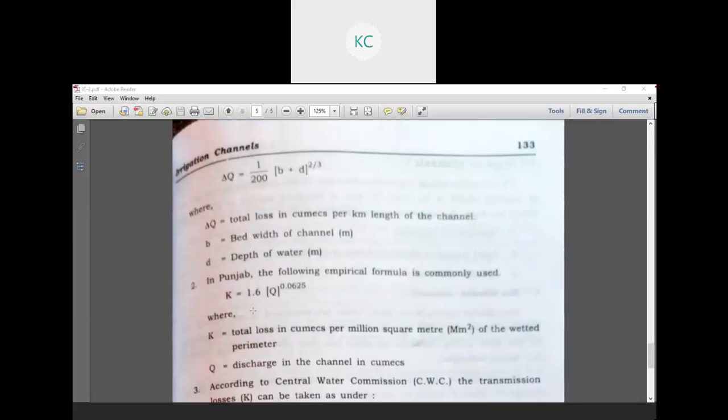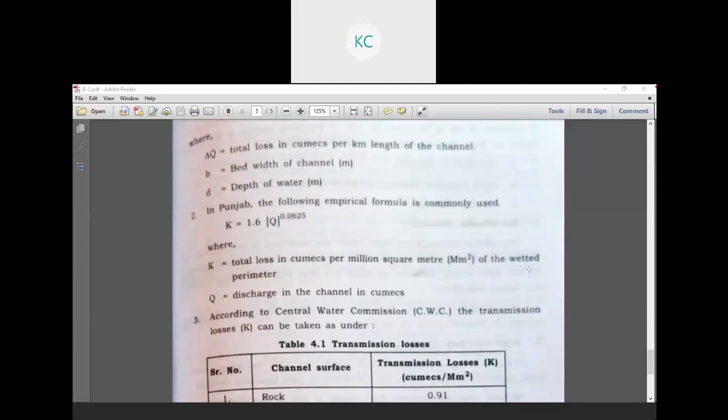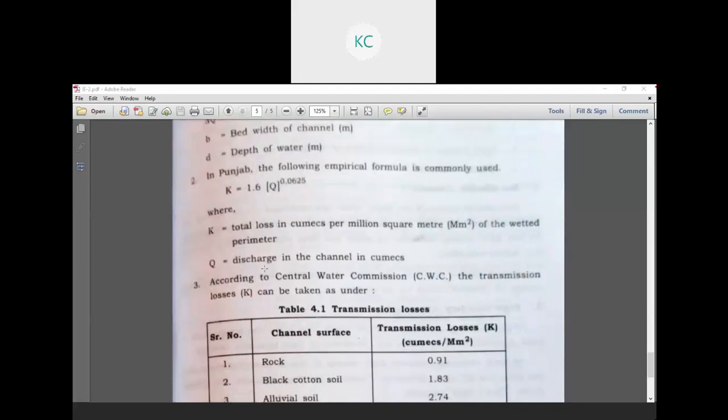B is the bed width of the channel and D is the depth of water. So in Punjab the following empirical formula is commonly used. K is equal to 1.6 Q to the power 0.0625, where K is the total loss in cumecs per million square meter of the wetted perimeter and Q is the discharge in the channel in cumecs. So what is a wetted perimeter?